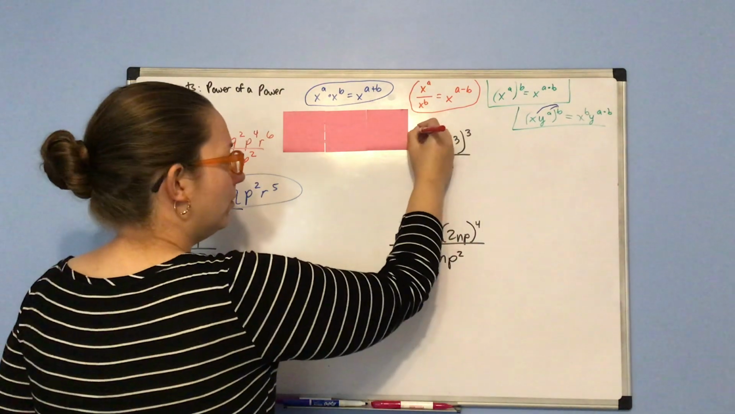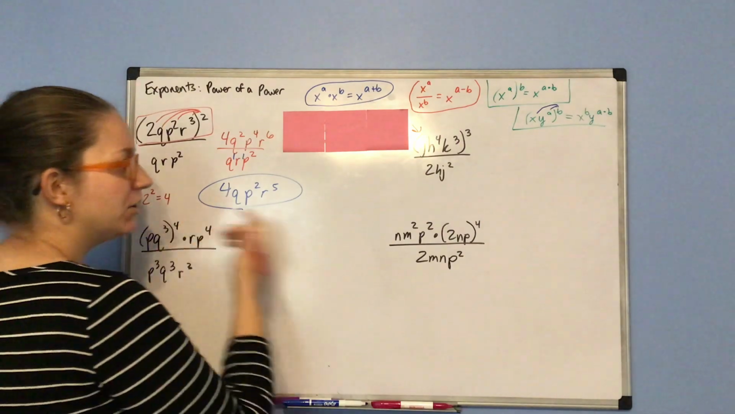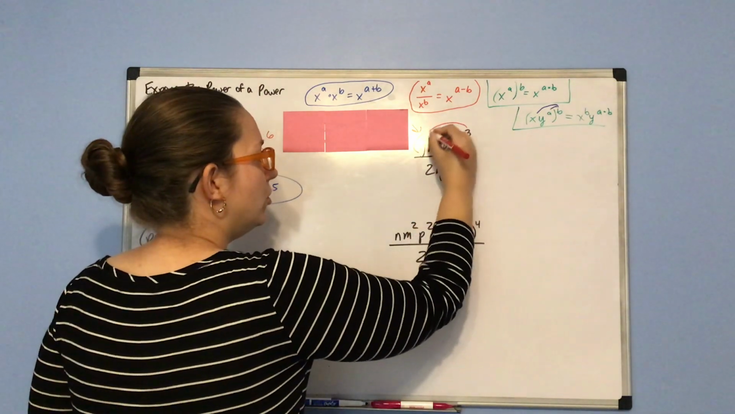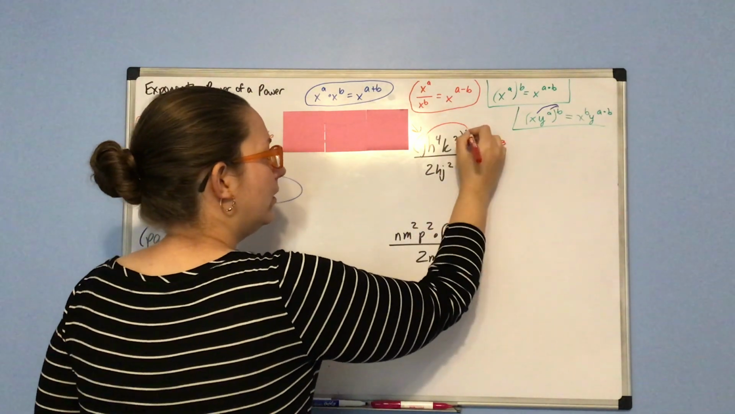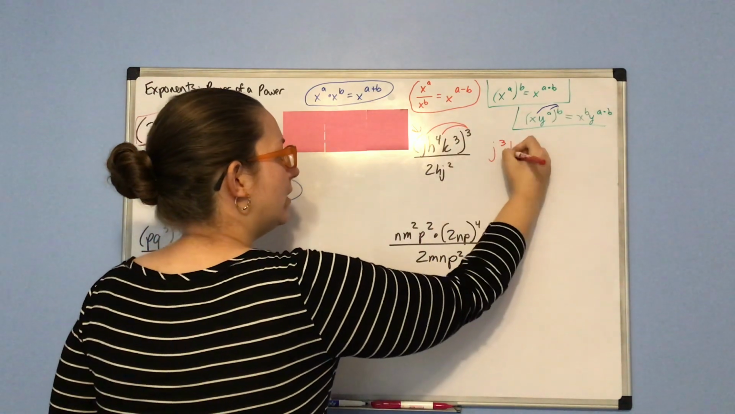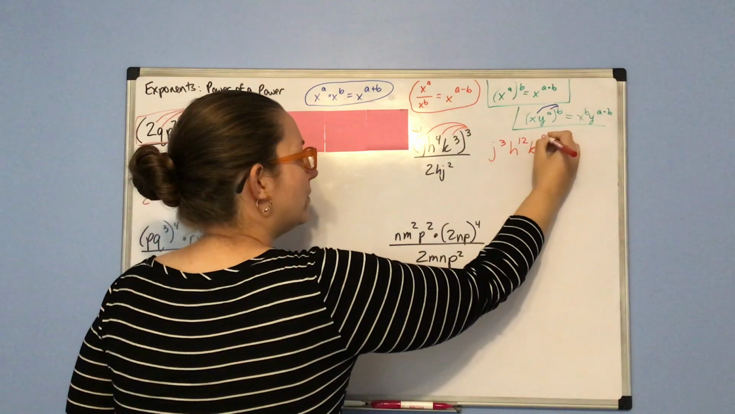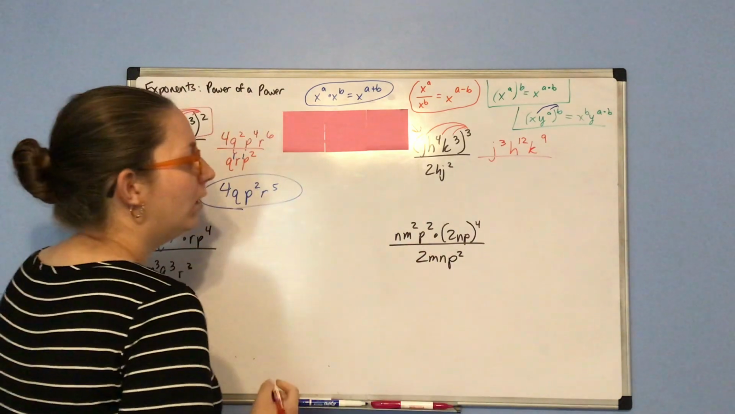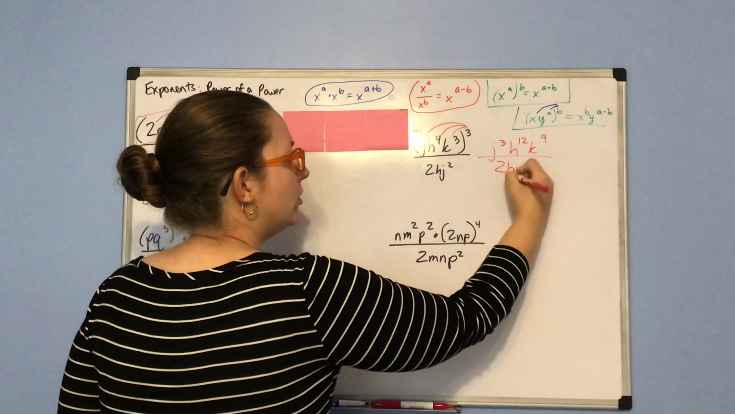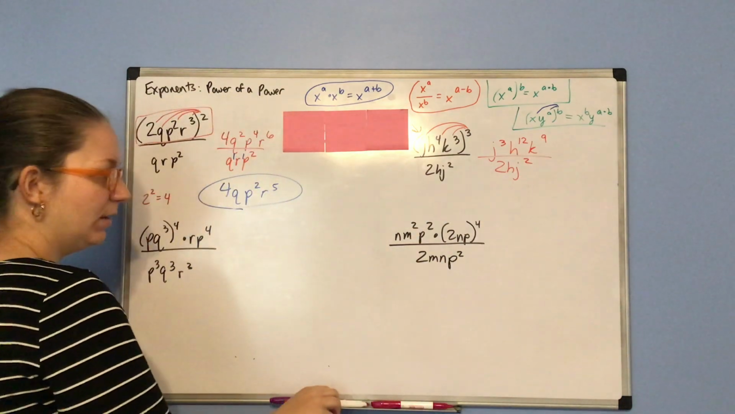We are going to start right here with our power of power stuff. I get j to the 3rd. For h, 4 times 3 is h to the 12th. For k, 3 times 3 is 9. All over 2hj squared. So that part hasn't changed yet.